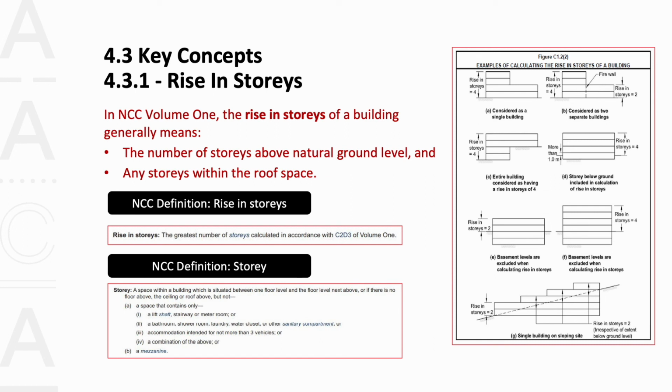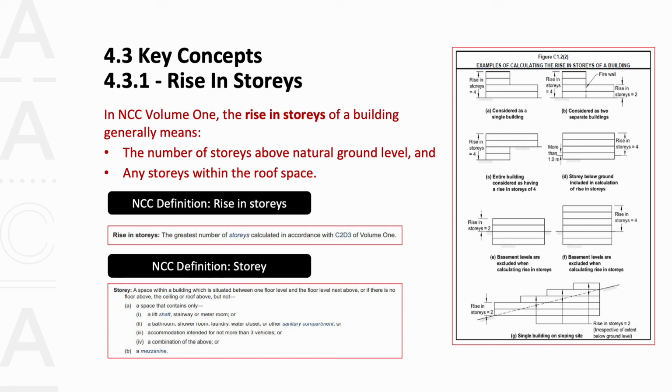safely evacuate the building. A building's rise in stories is referenced in Section C, D, E, and G of NCC Volume 1 and can determine which particular provisions might apply to a building. So, for example, it's central to identifying which rules apply when ensuring that a building can resist fire appropriately.